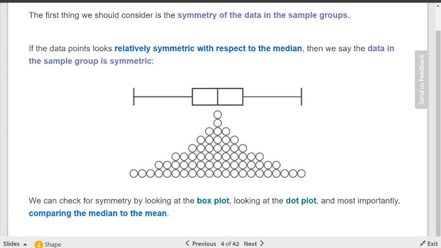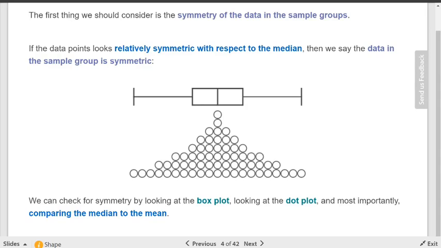Now, this one is perfect, right? You see that there are exactly the same number of circles, data points on either side. The median is right in the center of the box, which is right in the center of your data points, right? It's very unlikely that that's going to happen. But that does not mean that your data is not symmetrical. If it looks something like this, then it's still symmetrical.